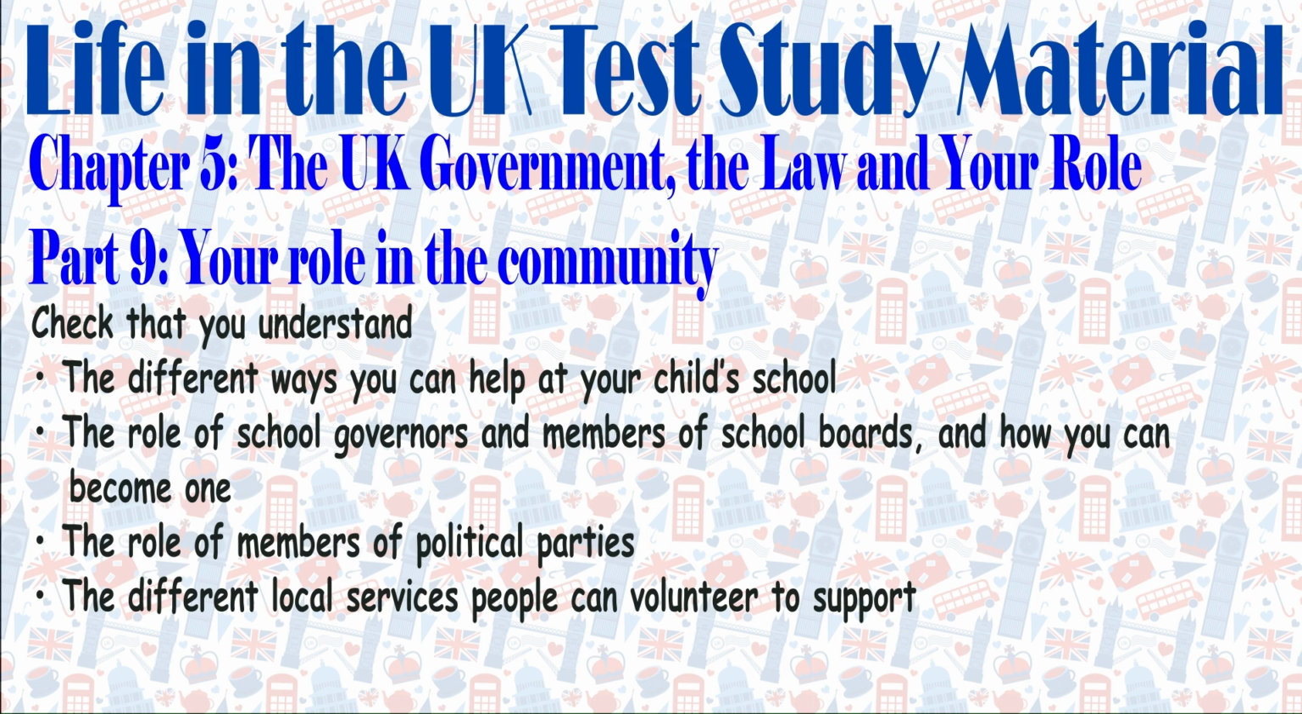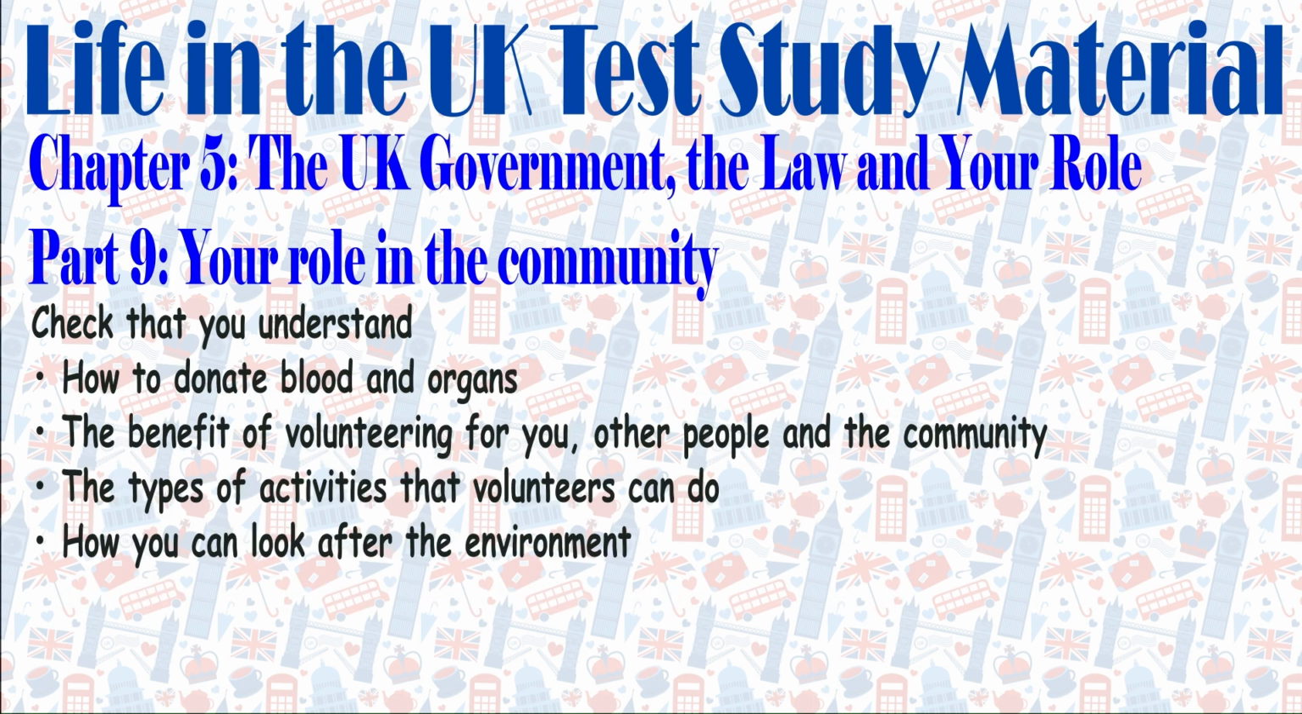Check that you understand the different ways you can help at your child's school. The role of school governors and members of school boards, and how you can become one. The role of members of political parties. The different local services people can volunteer to support. How to donate blood and organs. The benefit of volunteering for you, other people and the community. The types of activities that volunteers can do. How you can look after the environment.